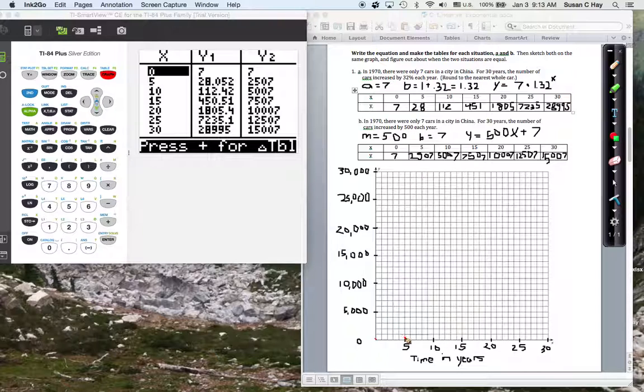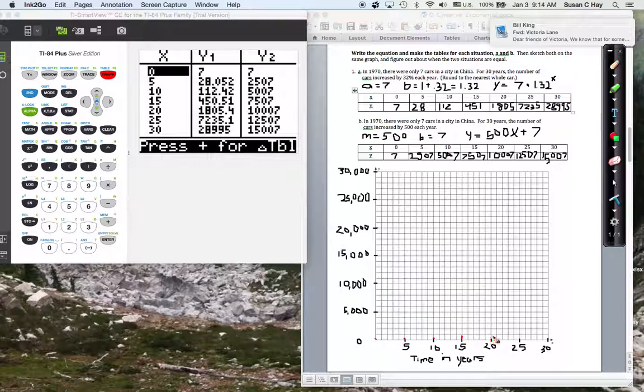So at 5 years, it's only 28, which, since each of these is 1,000, is still right down at the bottom. At 10, it's 112, which still hasn't really climbed very much at all. But when we get to 15, we are at 451, which is close to a half of 1,000. So you should be getting up right about to the half 1,000 there.